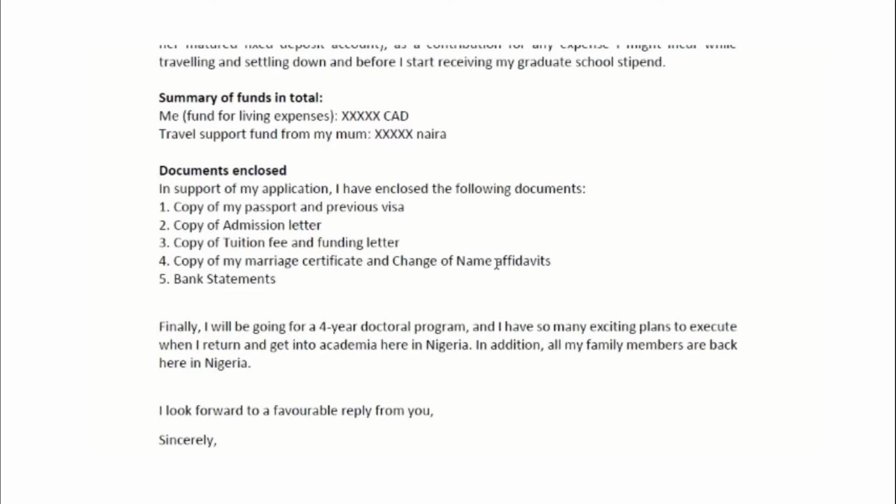I just said finally I'll be going for a 4-year doctoral program, and I have so many exciting plans to execute when I return and get into academia here in Nigeria. In addition, all my family members are back here in Nigeria. That was the only thing I wrote, because that was all I had. But I didn't make too much noise about it, because for me it was a weakness, so I put it at the end. I didn't make noise about it. No subtitle for that one. So if you have good solid home tie, put it there and write it a subtitle and write details of it.